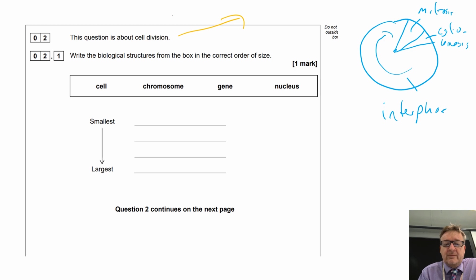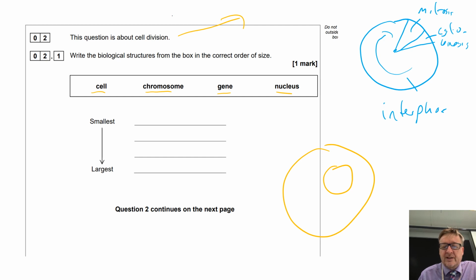That's cell division. Write the biological structures from the box in the correct order of size. Oh, it's got nothing to do with that. Okay, so we've got cell, chromosome, gene, nucleus. So it's something to do with a cell. So I'm going to draw a cell, and I'm going to draw the nucleus in it. And then I'm going to look at the question, and it says smallest, and it says largest.